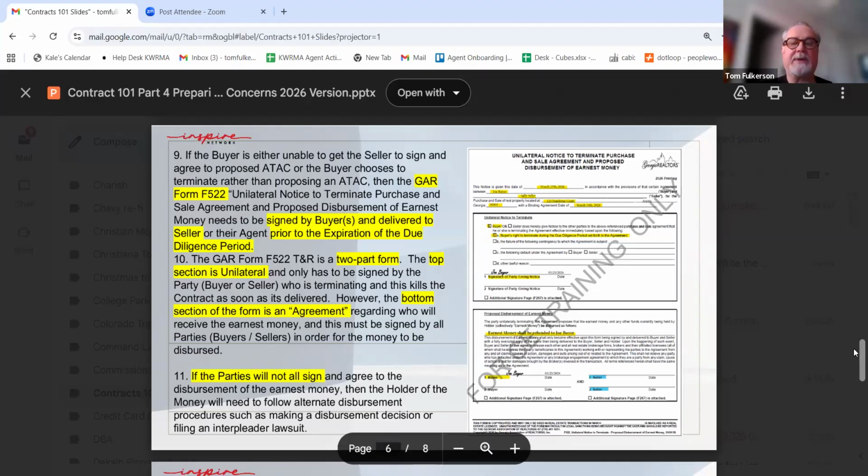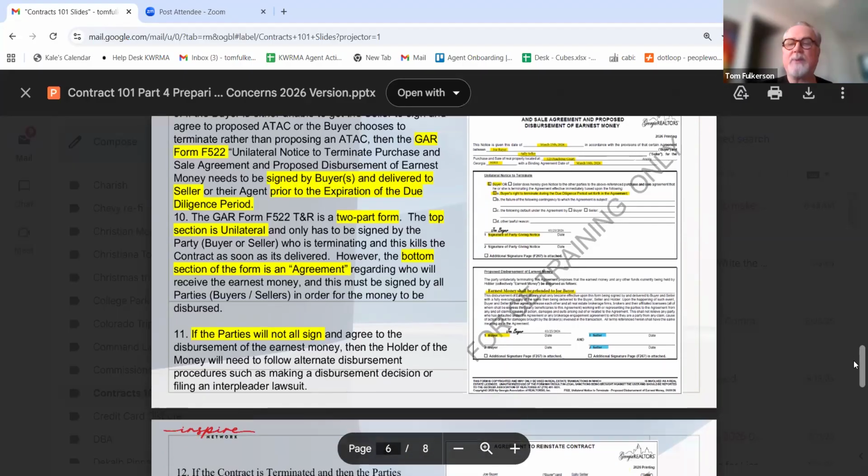So if the parties will not sign and agree to the disbursement of earnest money, then the holder of the money will need to follow alternate disbursement procedures, such as making a disbursement decision or filing an interpleader lawsuit. This is why we always encourage you to have your broker hold the earnest money for your client, if at all possible, because I've seen all kinds of situations, guys, arise when closing attorneys are holding earnest money. They are not governed by the Georgia Real Estate Commission. I've seen them not follow the rules of the contract.